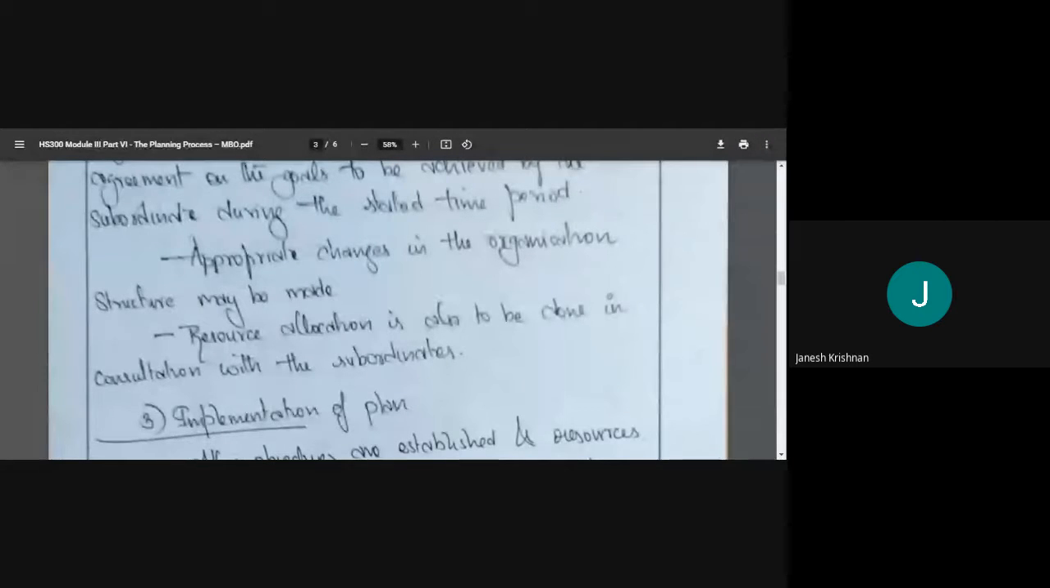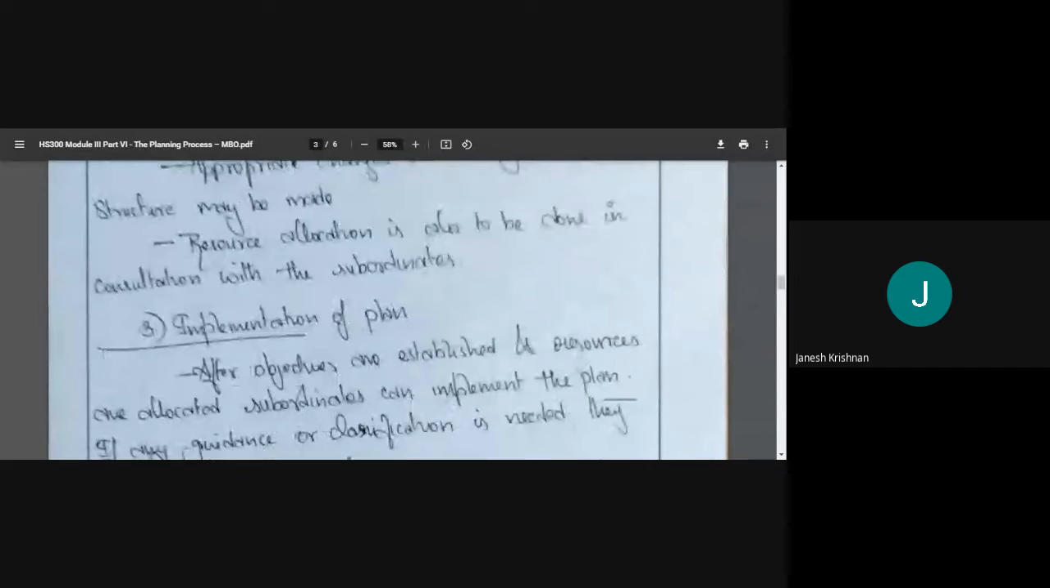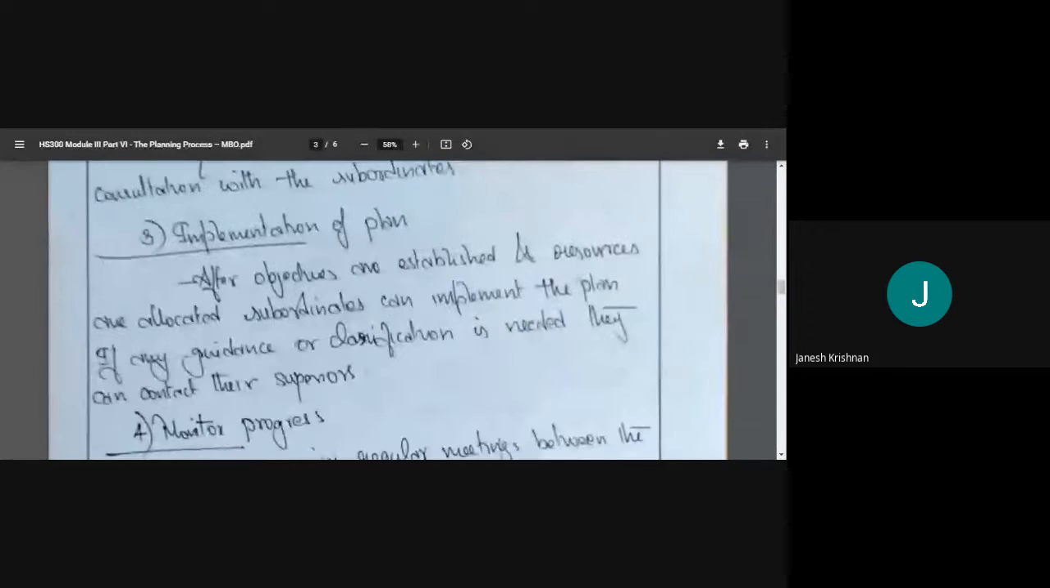So the next step is implementation of the plan. The plan has to be implemented. So after the objectives are established and resources are allocated, subordinates can implement the plan. Okay. It's clear. We need to produce 1,000 pens, and you produce 250. So that's set and clear. And resources are also allocated. If you want space, you have been given money to purchase whatever you need. Now you can work on it. You can implement the plan. And if you need any guidance, help, or clarification, you can contact your supervisor. That is the third step.